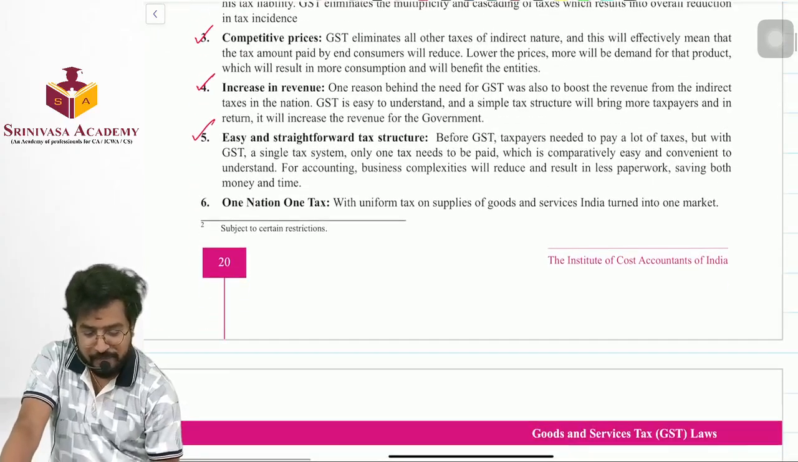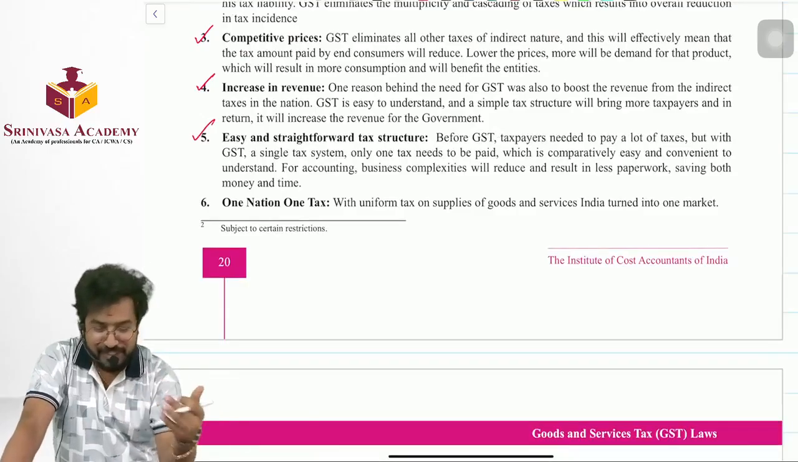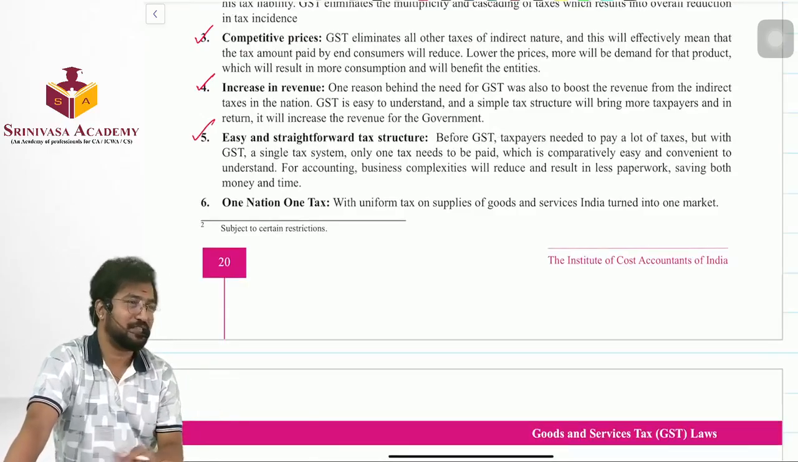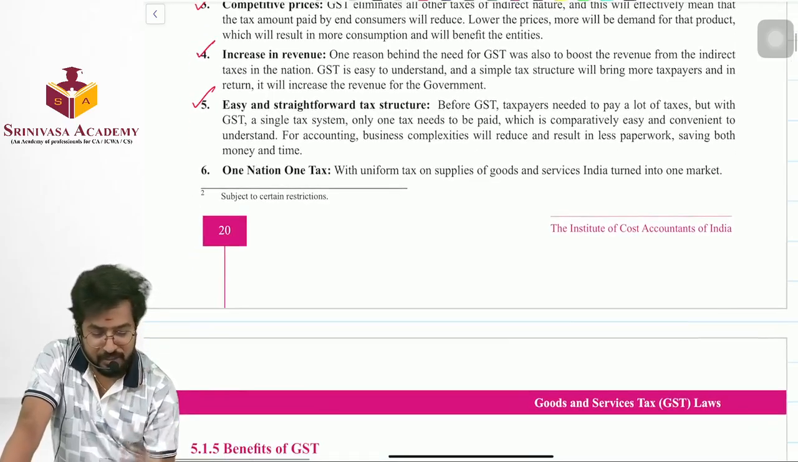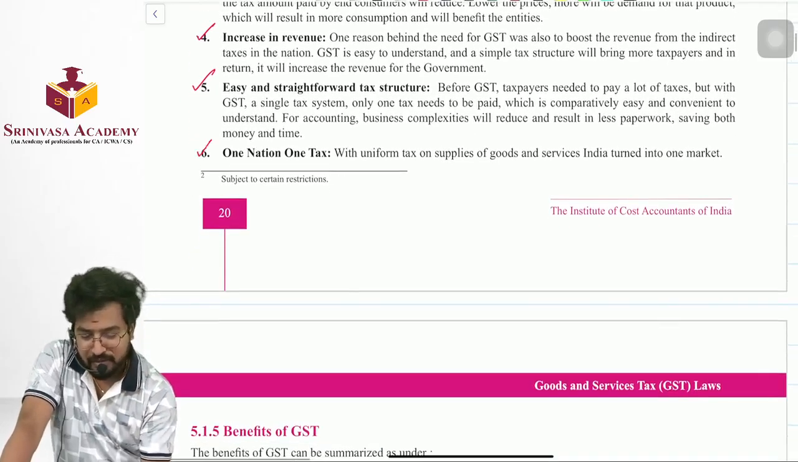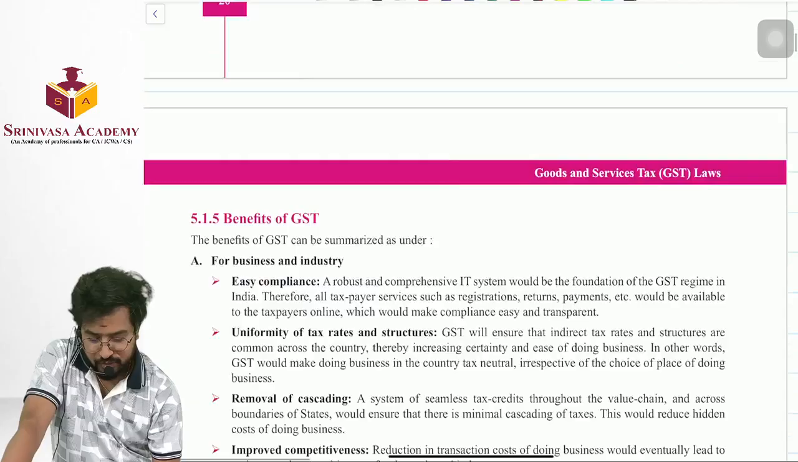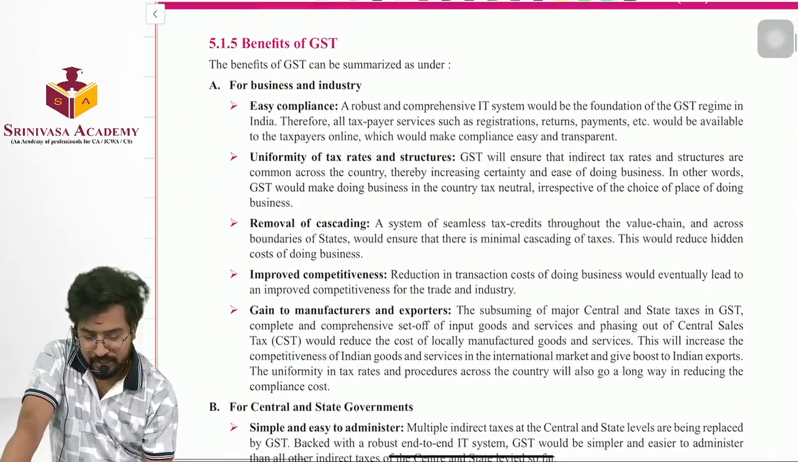Okay, let us proceed. Easy and straightforward tax structure. Theoretically it may be easy, but practically it is difficult. Right, next, one nation, one tax, one market. You know the punch dialogue, correct? One nation, one tax, one market.